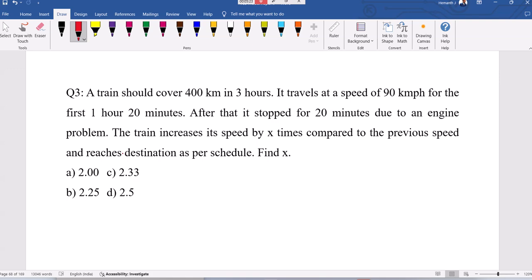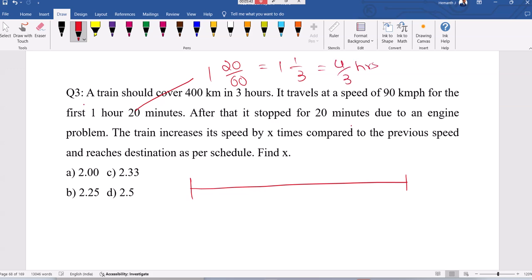Okay, 400 kilometers you need to travel in 3 hours, fine. But initially, 90 kilometer per hour you travel for 1 hour 20 minutes. 1 hour 20 minutes can be written as 1 and 20 divided by 60, 1 by 3, which is 4 by third of the hour. So 90 kilometer per hour, 4 by third of the hour indicates 120 kilometers you covered. Then still you need to cover 280 kilometers.